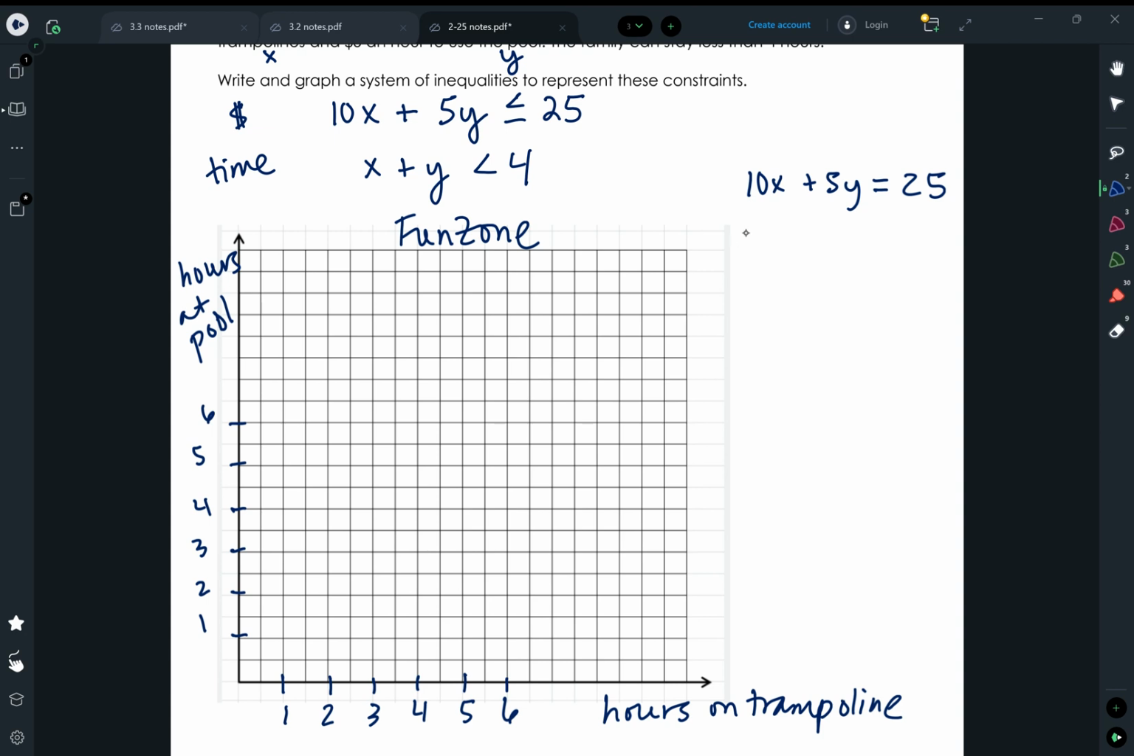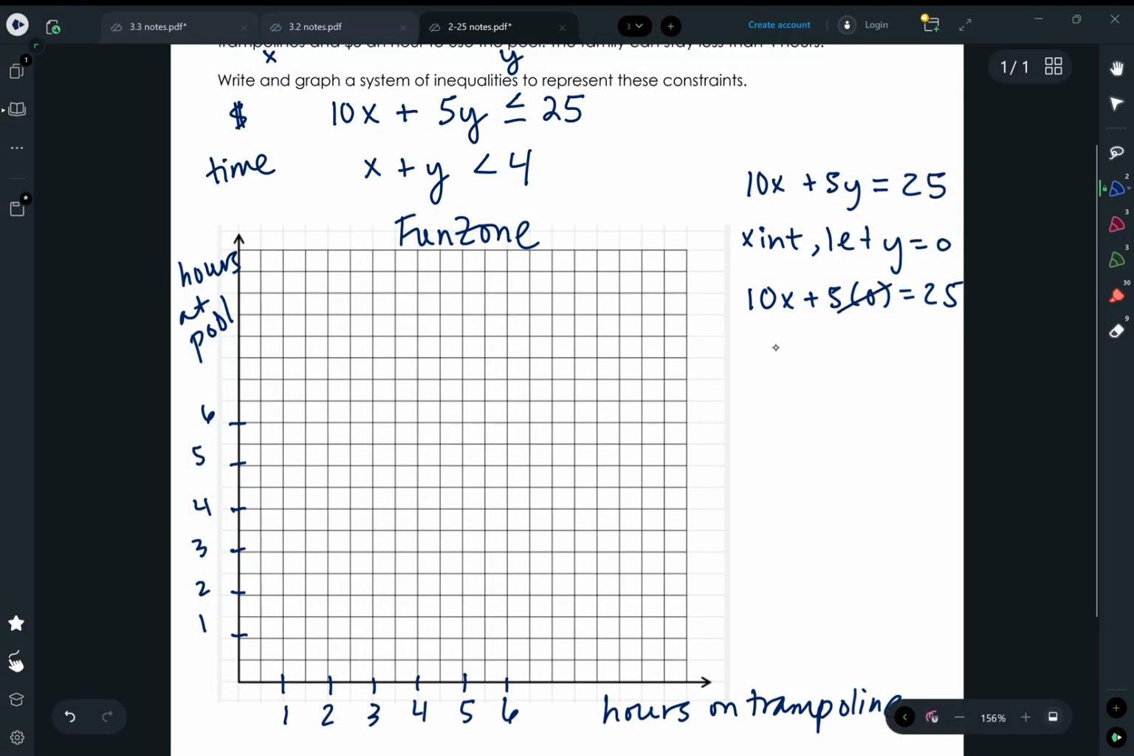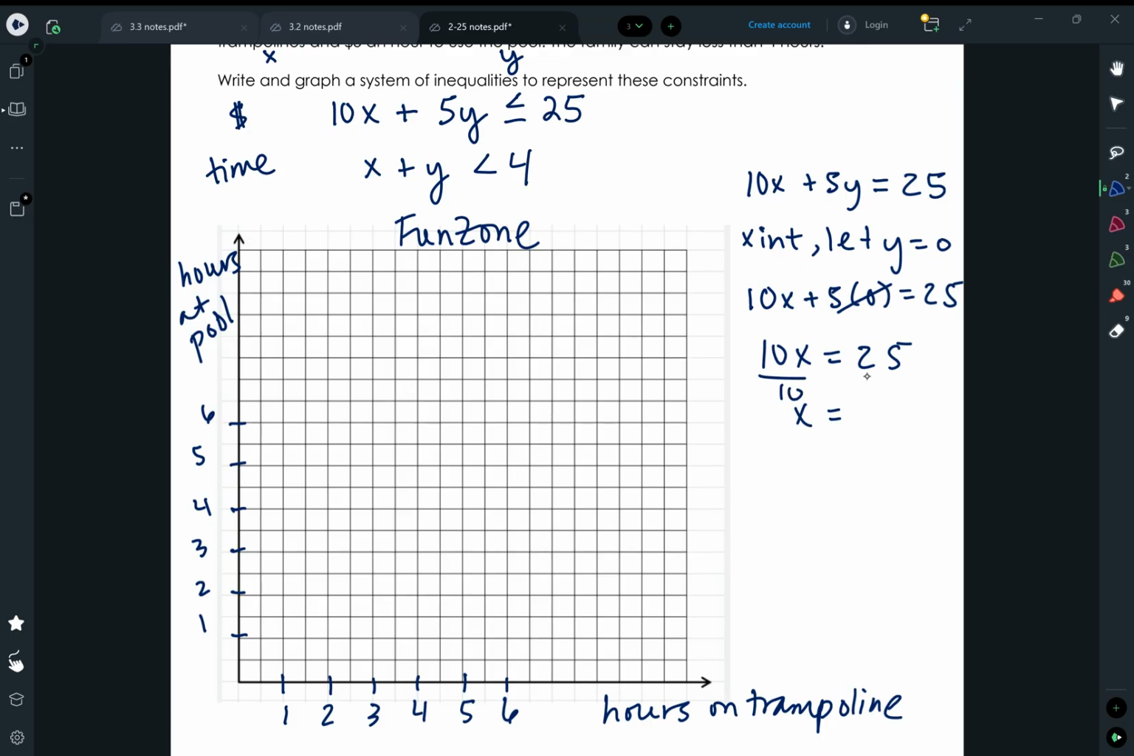If I want to find my x-intercept, I would let y equal 0, and that means I'd have 10x plus 5 times 0 equals 25. So the 0 part zeroes out. I have 10x equals 25, which means x equals, when I divide both sides by 10, I get 2.5. So 2.5 would be right here. This would be my x-intercept.